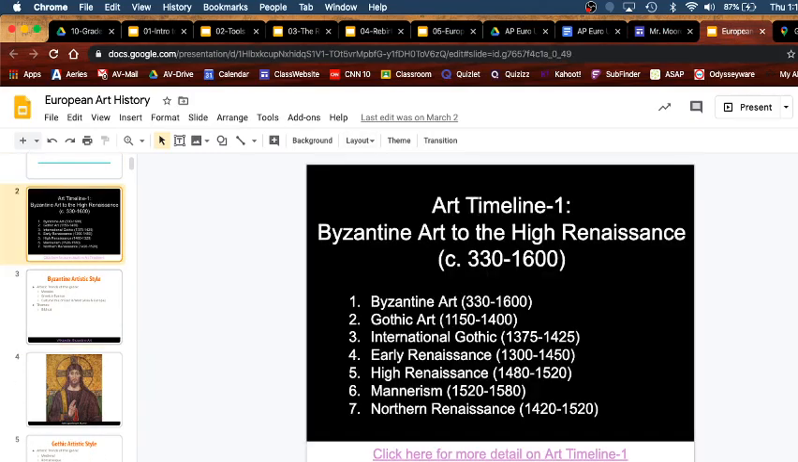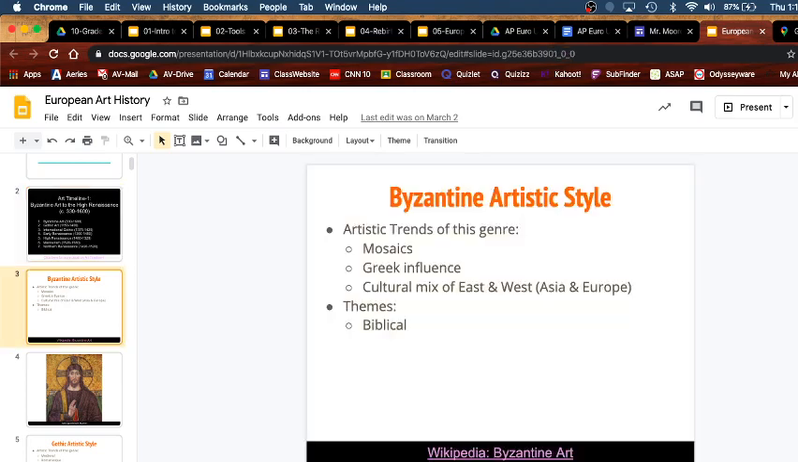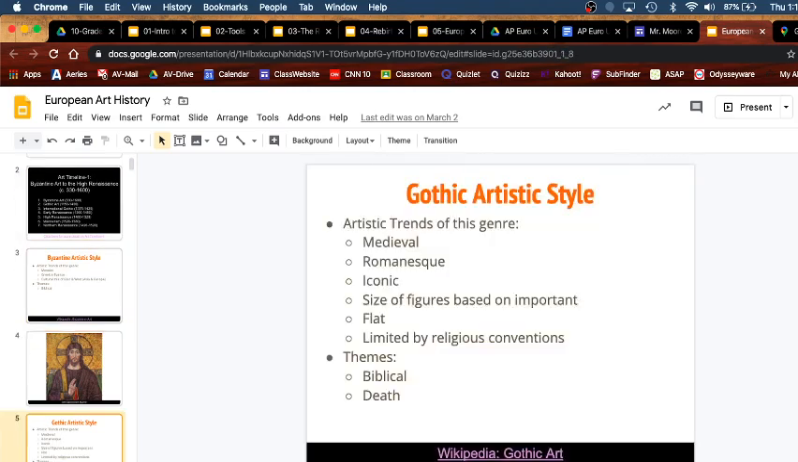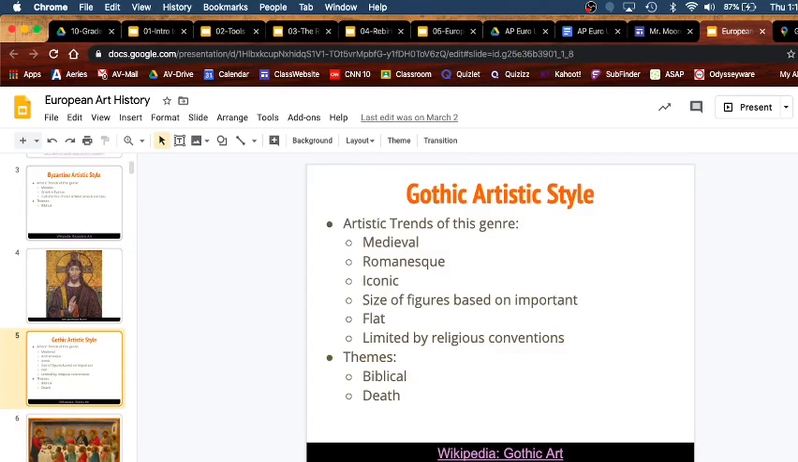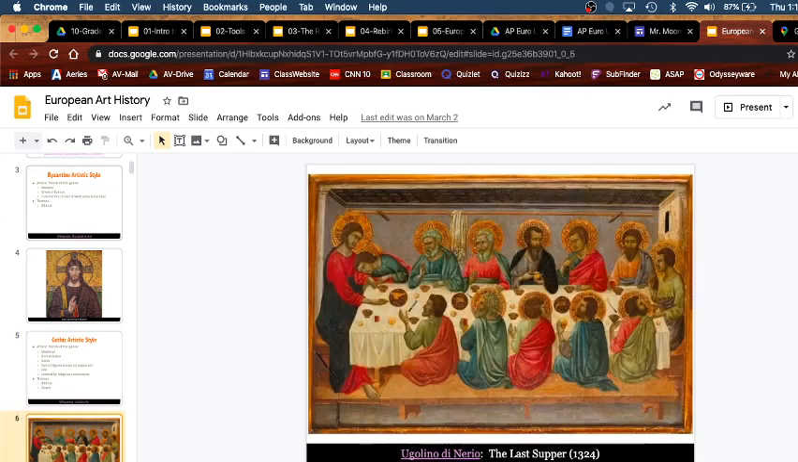It goes through Byzantine art. It kind of shows you some of the early art, even before this class started. It shows you Gothic art, which Gothic is medieval. If you ever hear the word Gothic, think medieval. Okay, it's not very lifelike.